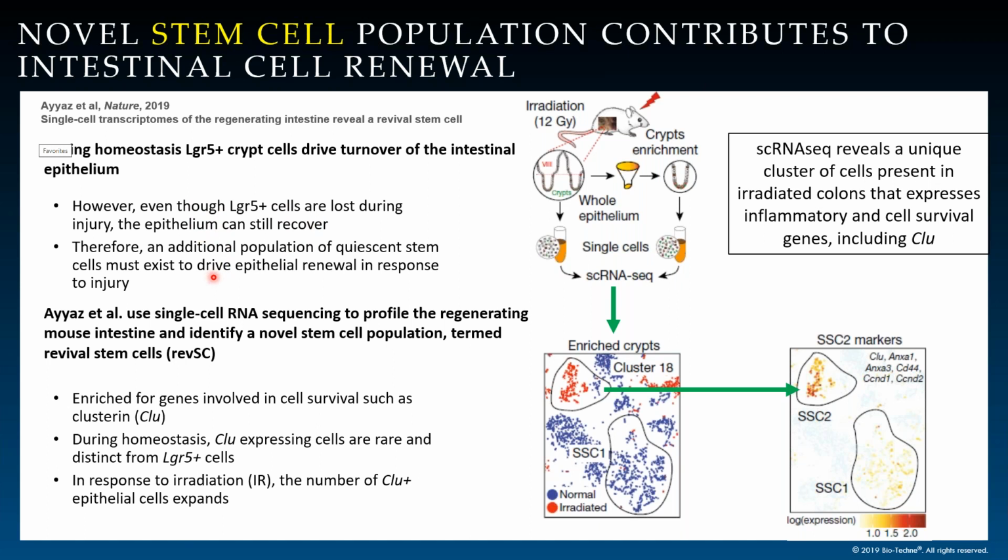But in this particular study, they were able to identify another population of stem cells that was not LGR5 positive, but positive for a target called clusterin that was also responsible for the turnover or regeneration of intestinal stem cells. And using single cell RNA sequencing, they were able to identify these subpopulations of stem cells, and using RNAscope, they were able to visualize and validate the expression of these stem cells.